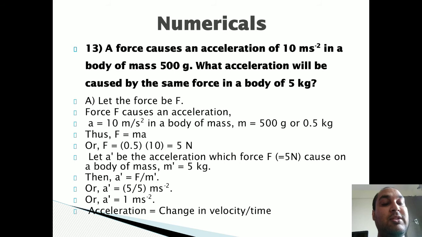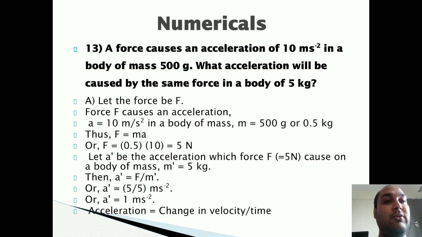First one, mass has been given in 500 gram, so we have to convert gram into kg. So we will be dividing by 1000, so we will be getting the answer as 0.5 kg. Now force is equal to mass into acceleration. Mass we know, that is 0.5 into 10, we will be getting 5 Newton.